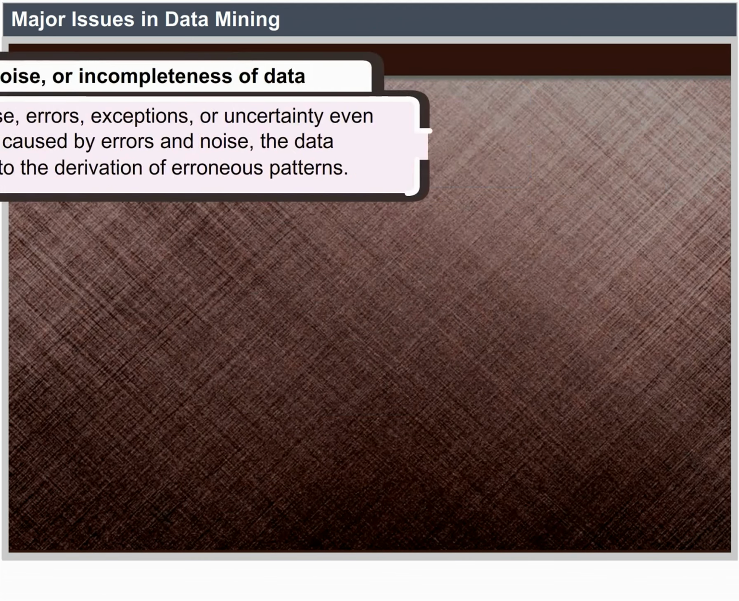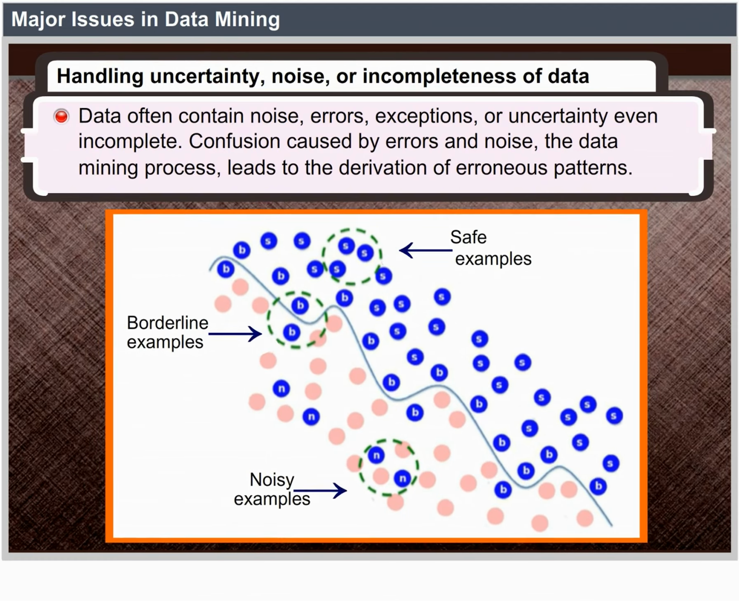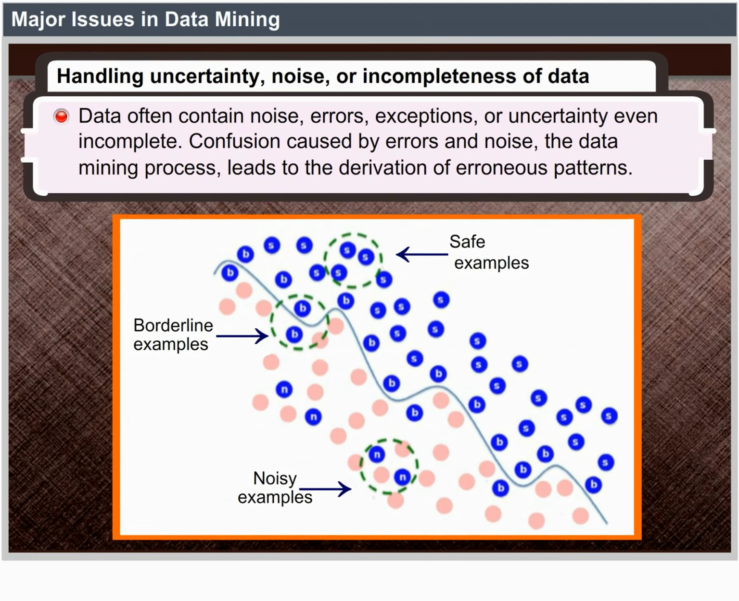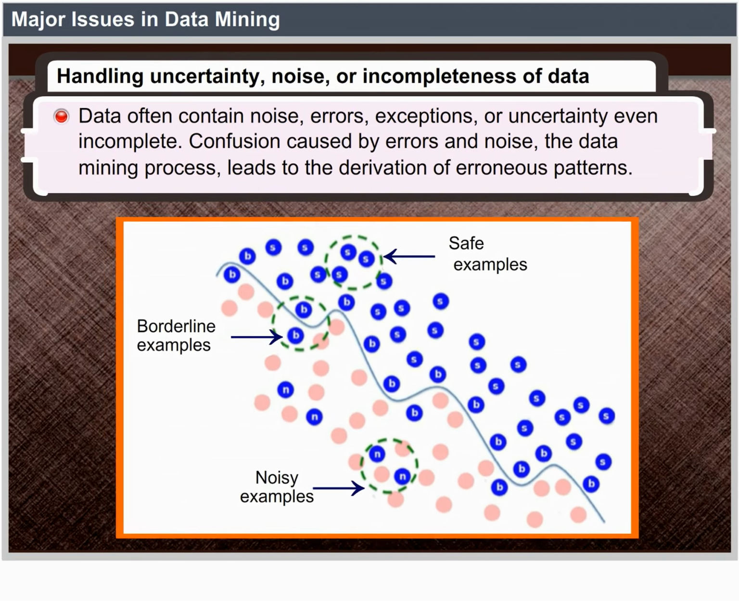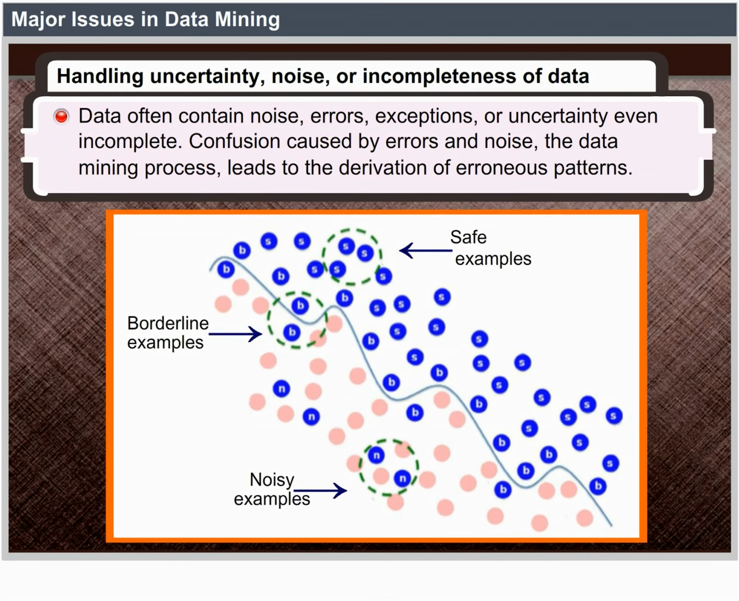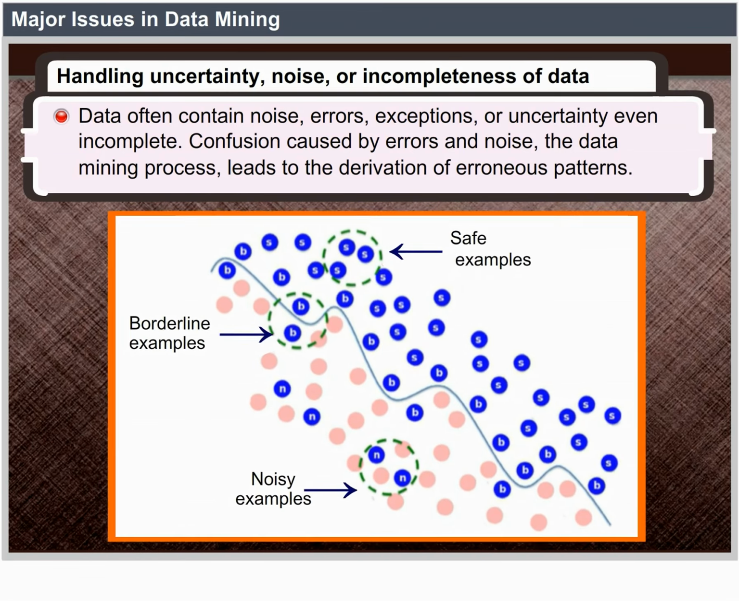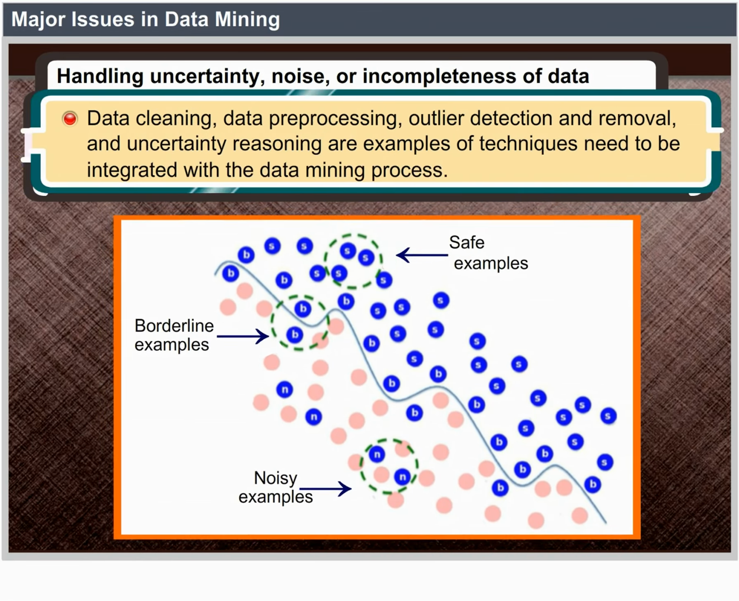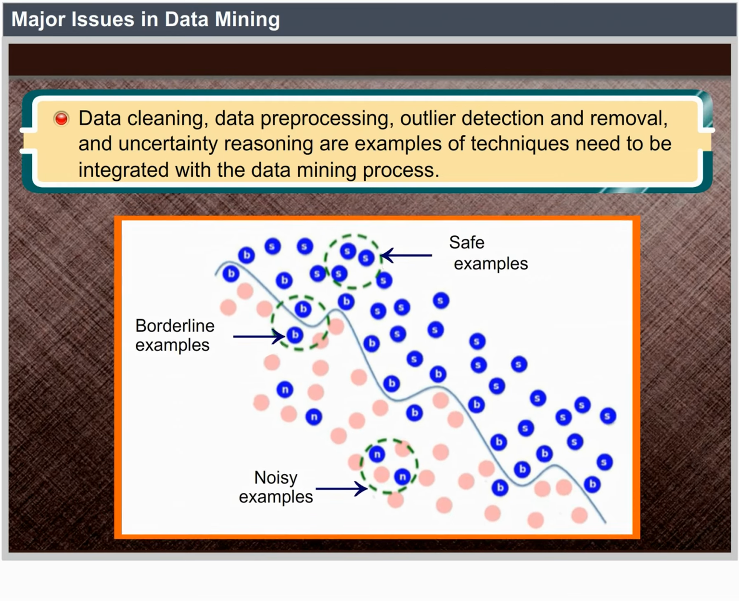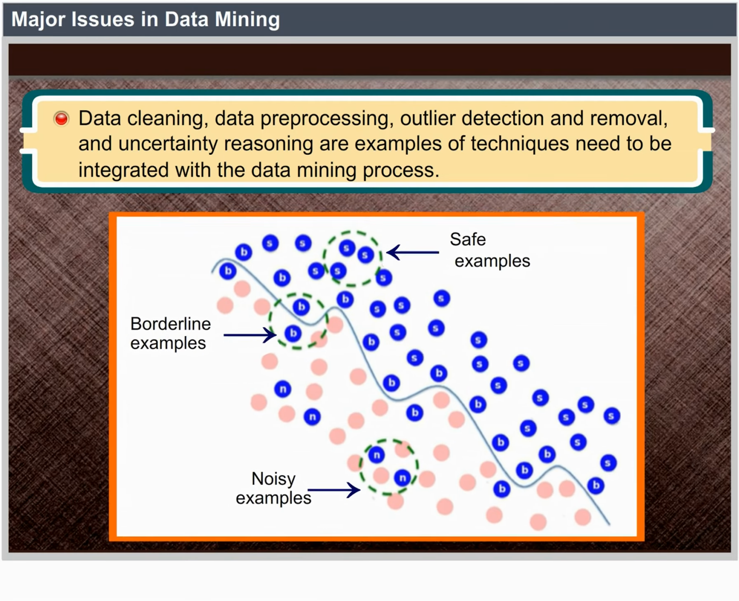Handling uncertainty, noise, or incompleteness of data. Data often contain noise, errors, exceptions, or uncertainty, or are incomplete. Errors and noise may confuse the data mining process, leading to the derivation of erroneous patterns. Data cleaning, data pre-processing, outlier detection and removal, and uncertainty reasoning are examples of techniques that need to be integrated with the data mining process.